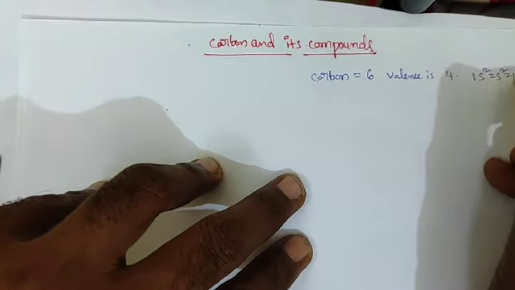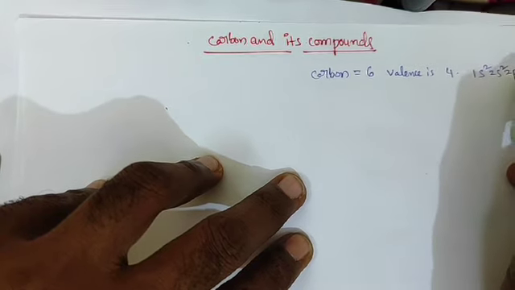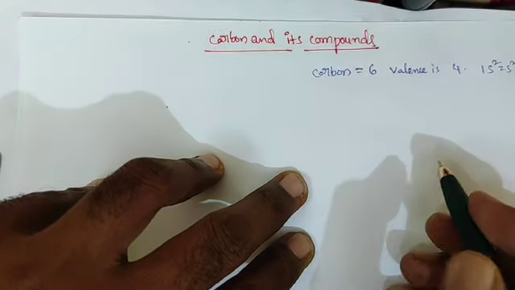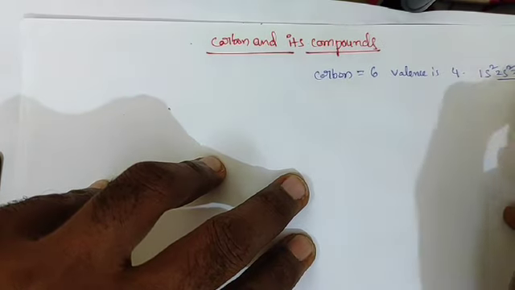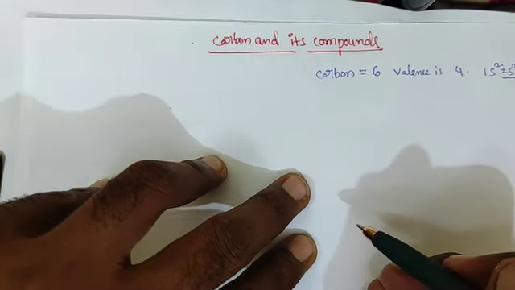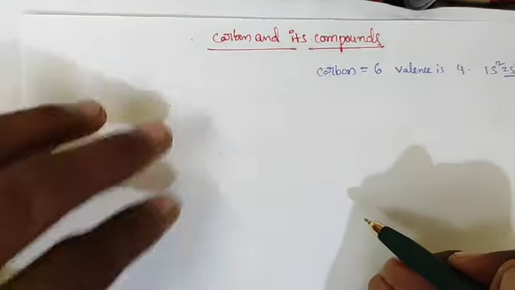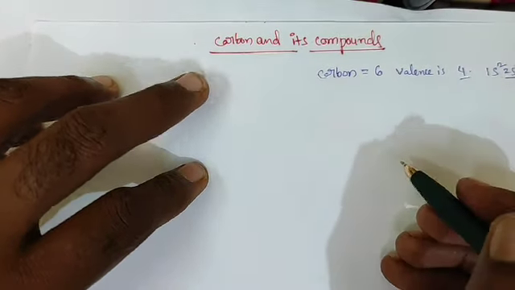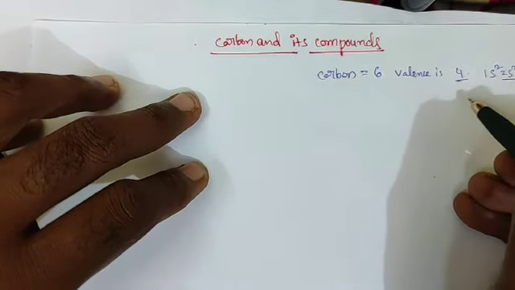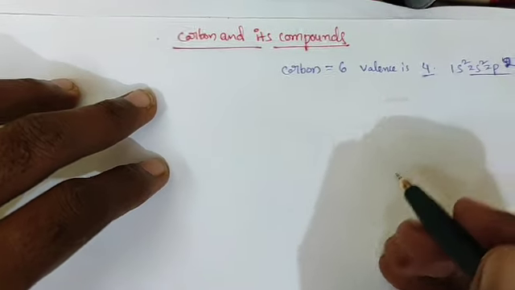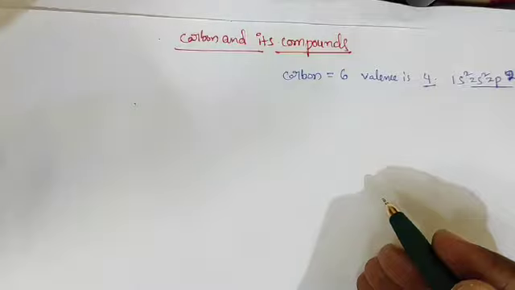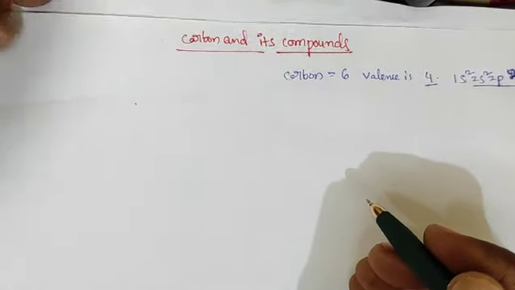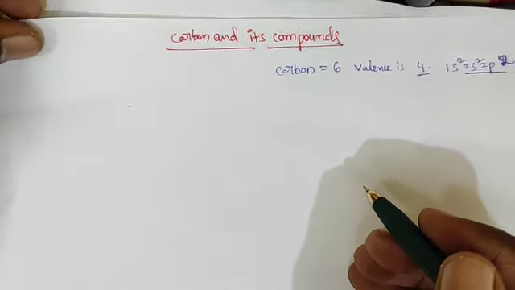Sorry, 1s2, 2s2, 2p2. Valency means how many electrons are in the last shell, so 2 plus 2, 4. 4 is its valency. Either by sharing, gaining or losing electrons, every element tries to attain the noble gas configuration.